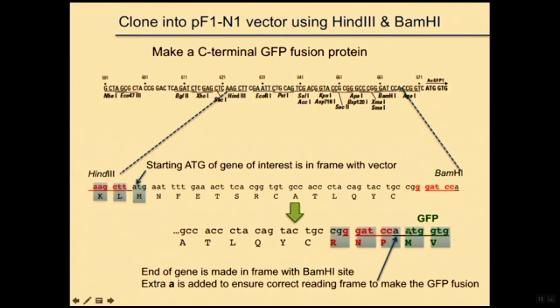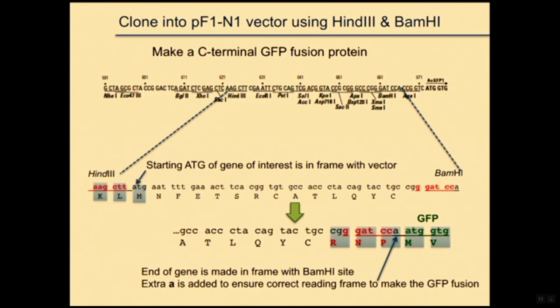So if the A of the ATG, if we didn't add an A in here, would be shifted over to here, the next reading frame triplet codon would be TGG, and that doesn't code for a methionine, and then the next triplet codon will not code for a valine, and you will be totally out of frame and you're not going to make that fusion protein anymore.